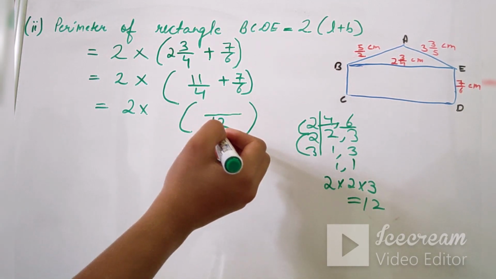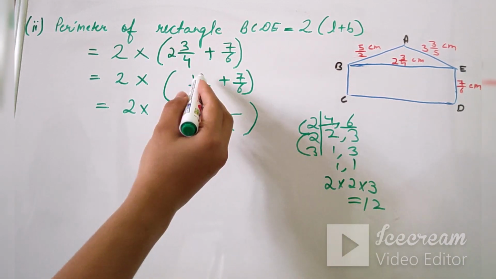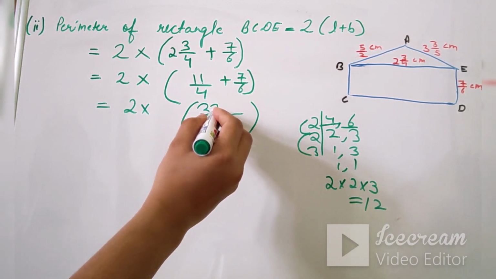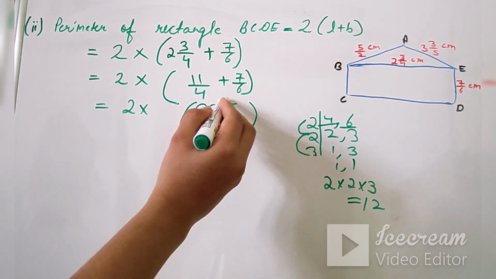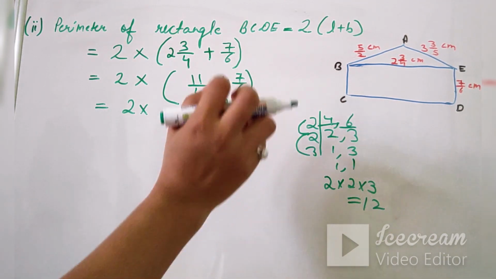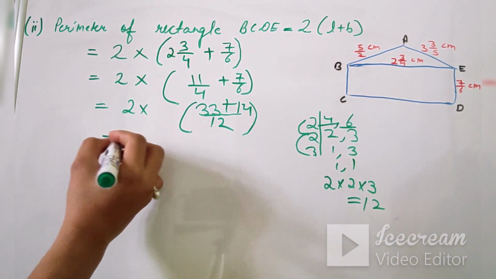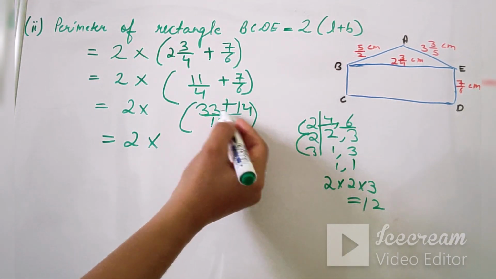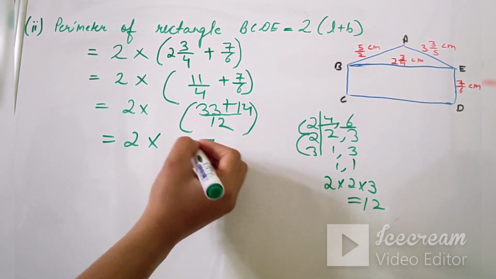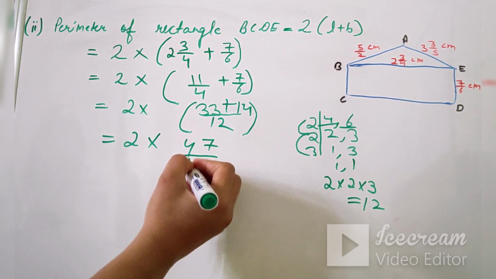Now, how many times does 12 come in the table of 4? 3 times. So 3 will be multiplied by 11: 11 3s are 33. Plus, how many times does 12 come in the table of 6? 2 times. So 2 will be multiplied by 7: 2 7s are 14. Now add these, it will come to 47, upon 12.